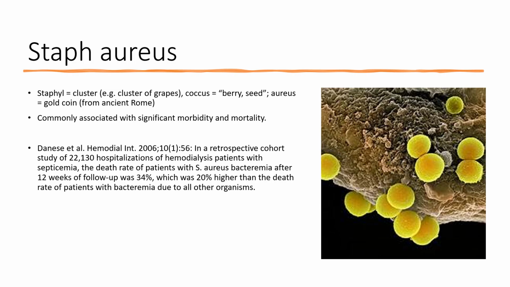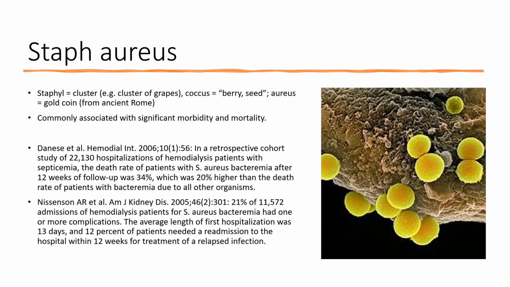There was a study published by Denis in 2006. It was a retrospective cohort study of 22,000 hospitalized hemodialysis patients with septicemia, and the death rate of patients with Staph aureus after 12 weeks of follow-up was 34%. So a third of patients died when they had Staph aureus bacteremia. It's 20% higher than the death rate of infections from bacteremia due to all other organisms. So Staph aureus is the number one pathogen that kills dialysis patients.